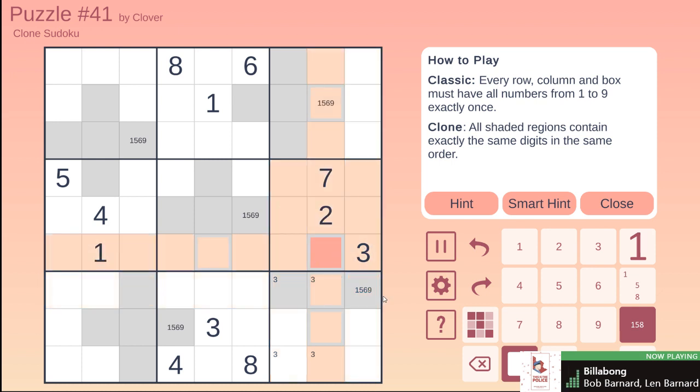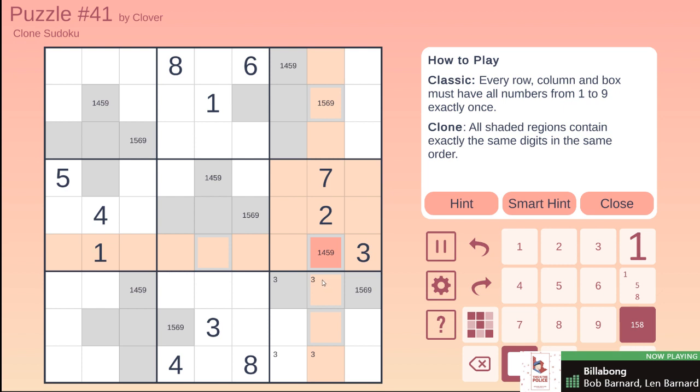Let's do this one. 7, 2, and 3, look at it. So it's a 1, 4, 5, 6, 8, 9. Can't be a 6 or an 8. 6 and 8, look at it. Great. That narrows it down.